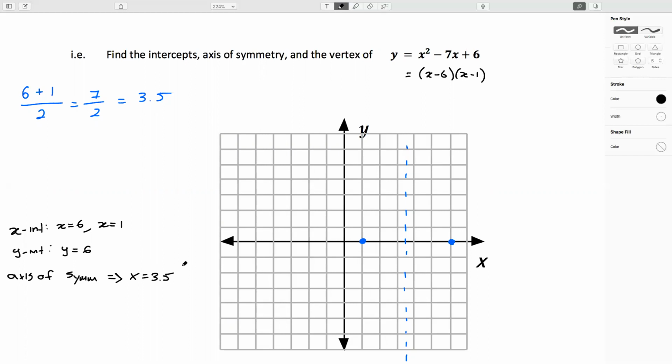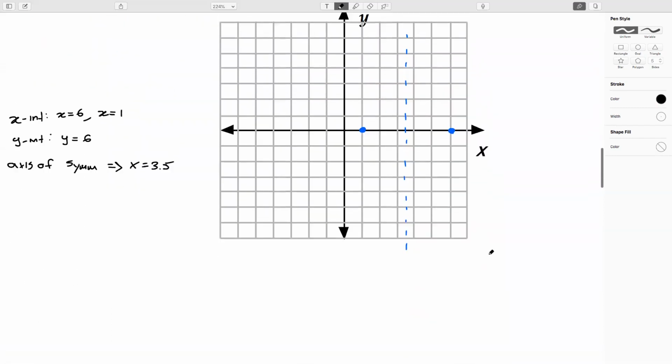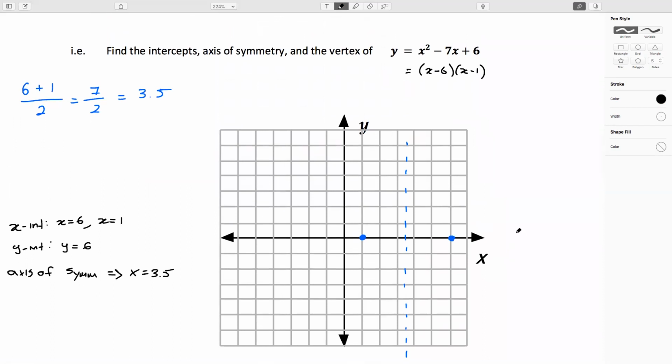Now, we know the axis of symmetry, but I don't know where the function is. It could kind of go down like this. It could go down like this. I don't know the exact point, but I can find it. If I plug this x value into my function, I'll get my y coordinate. So we're kind of running out of room here. The vertex is at x equals 3.5.